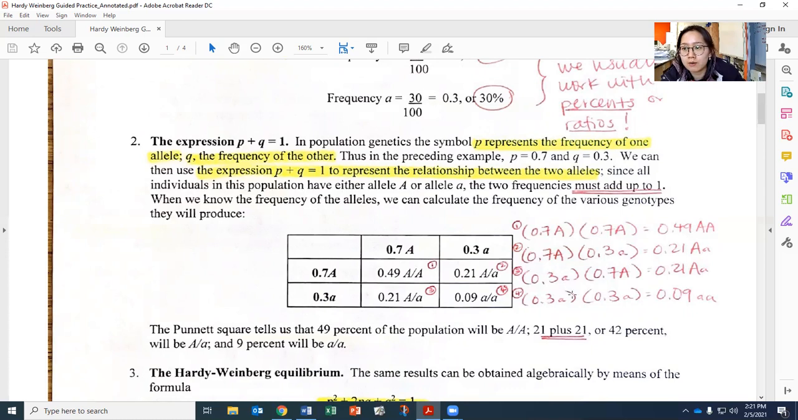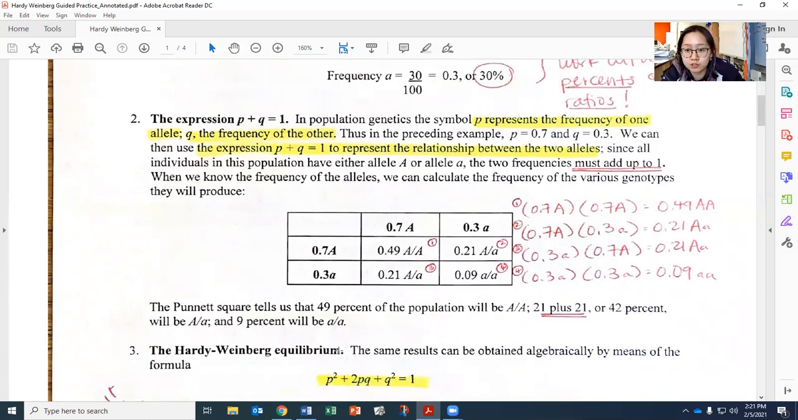And then lastly, we're going to look at our homozygous recessives, and that would be the 0.3 lowercase a times the 0.3 lowercase a in this box right here, the fourth one, and 0.3 times 0.3 is 0.09 lowercase a. So the Punnett square tells us that 49% of the population will have the genotype capital A capital A, 21 plus 21, or 42%, will be heterozygous, or capital A little a, and 9% will be little a little a, which is the homozygous recessive. So that's why these equations are super, super important.